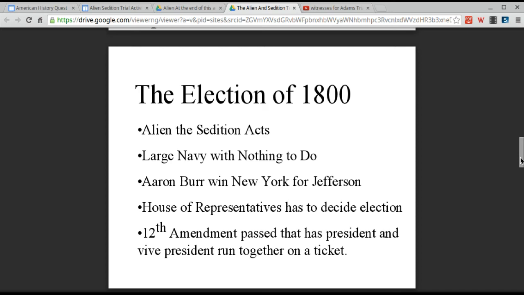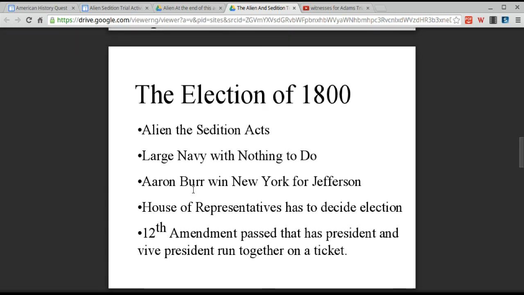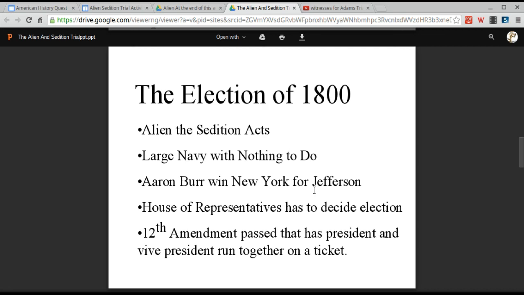There's a few more interesting things about the election of 1800 that I'm going to go over very quickly. Aaron Burr, we talked about him in class, and he's an incredibly important person in this trial. Aaron Burr runs with Jefferson, but at this point in American history, whoever won the most electoral votes became president. Whoever got the second most votes became vice president. And because these two men, Burr and Jefferson, were essentially running together, it was a tie.